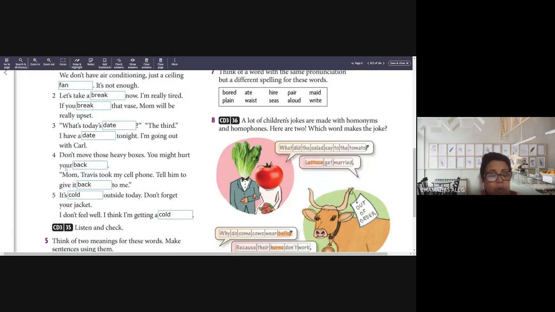Number 4, don't move those heavy boxes. You might hurt your back. Mom, Travis took my cell phone. Tell him to give it back to me. Okay. Number 5. It's cold outside today. Don't forget your jacket. I don't feel well. I think I'm getting a cold. So the same word, but different meaning.